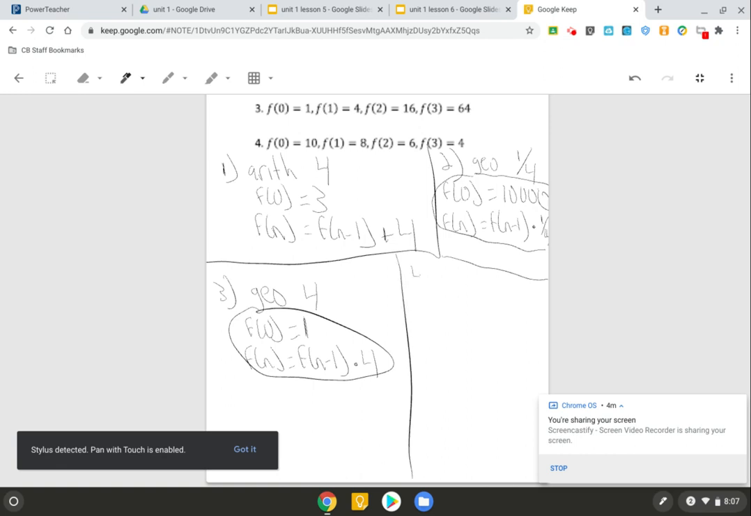Okay, and last example. Number 4, we go from 10 to 8 to 6 to 4. That is clearly an arithmetic sequence. Our common difference is going to be negative 2 because we are going down. We're subtracting 2 every time. So for our recursive form, our f of 0, our starting term, is going to be 10. And f of n will be equal to f of n minus 1 minus 2.